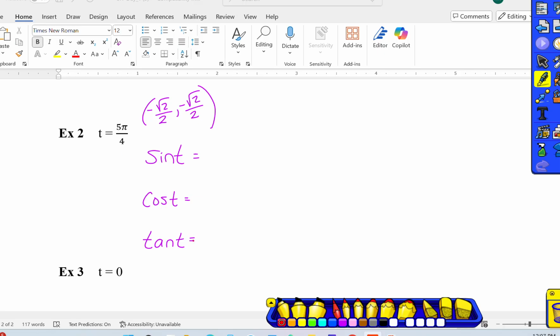Sine is the y. Well, the y is negative root 2 over 2. Cosine is the x. Also negative root 2 over 2. And then tangent is sine divided by cosine. What happens when I divide these two numbers by each other? I get 1.